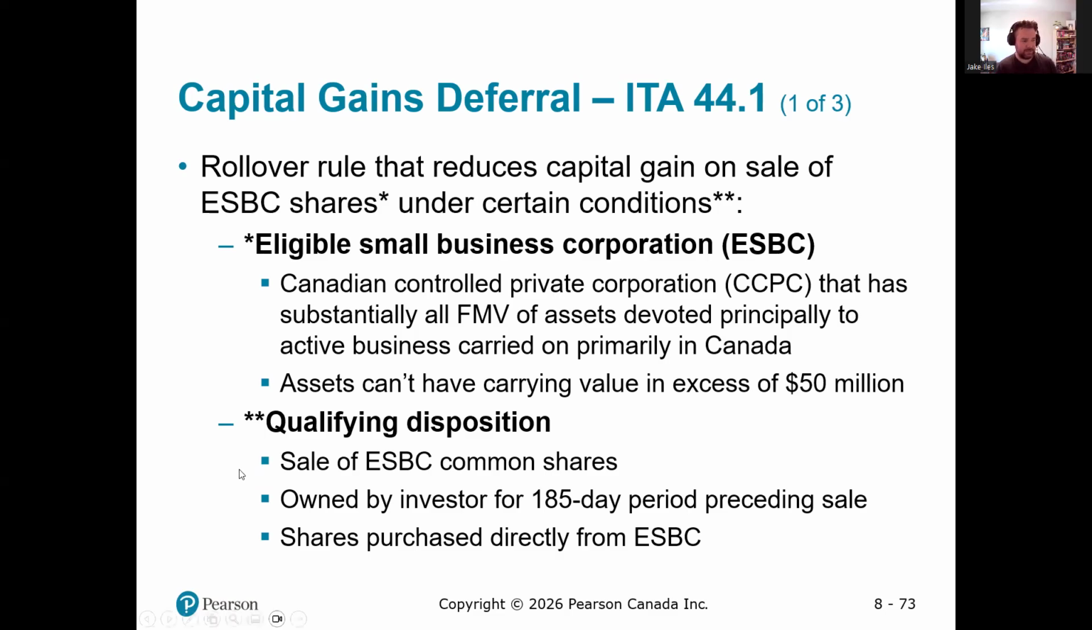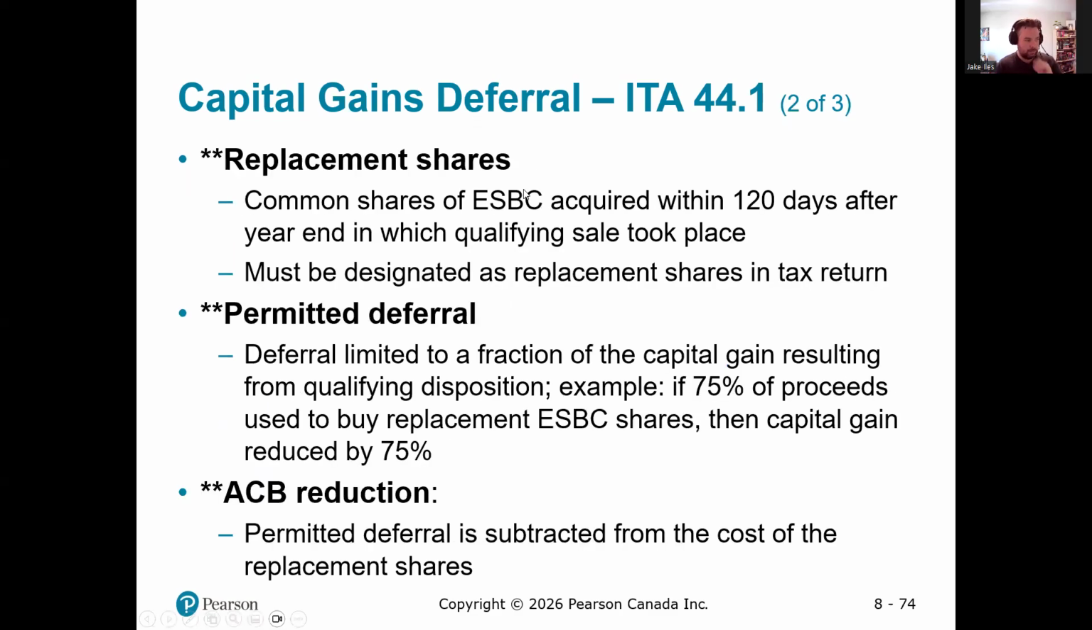There is a qualifying disposition. But for the purpose of this slide, we're going to talk about the capital gains deferral. If I sell my shares in a Canadian small business and then use the proceeds to buy shares in a different Canadian small business, I can defer the capital gain. So I started a business for $100. I sold it for $500,000. That's a capital gain. But I took that $500,000 and now I'm investing it in another Canadian controlled private corporation.